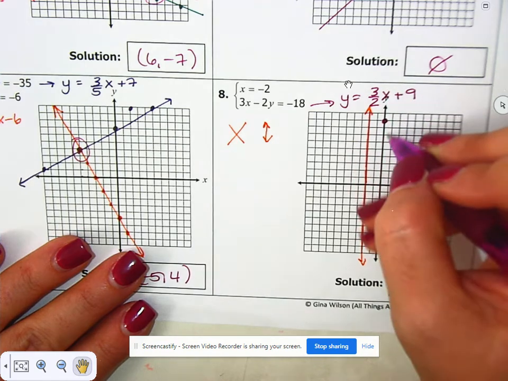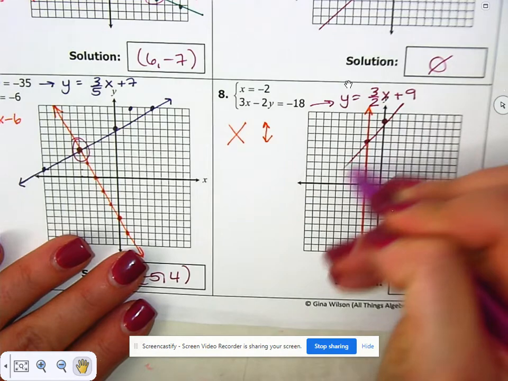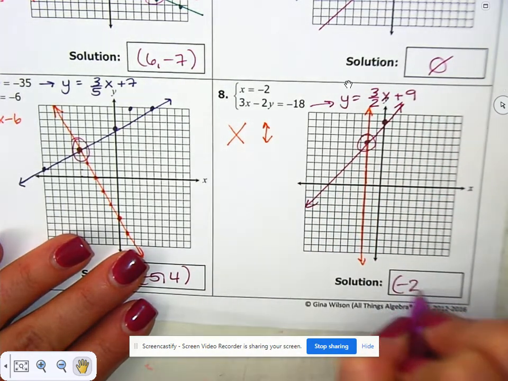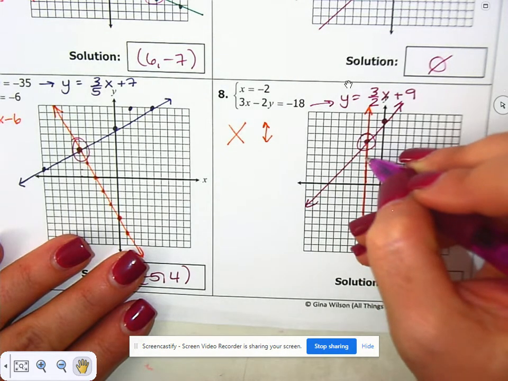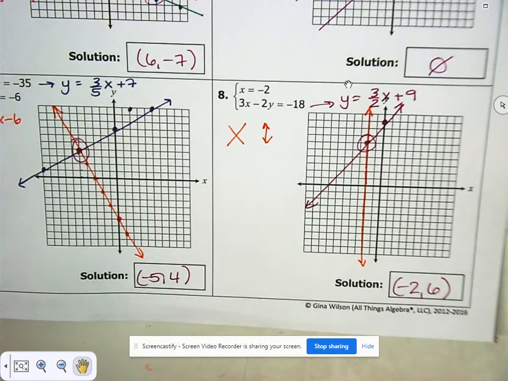I can't go up 3 and right 2, so I'm going to go down 3 and left 2. And immediately right there, y'all, you see the intersection at -2, 6. Okay, so that was the first part that we did today with just graphing.